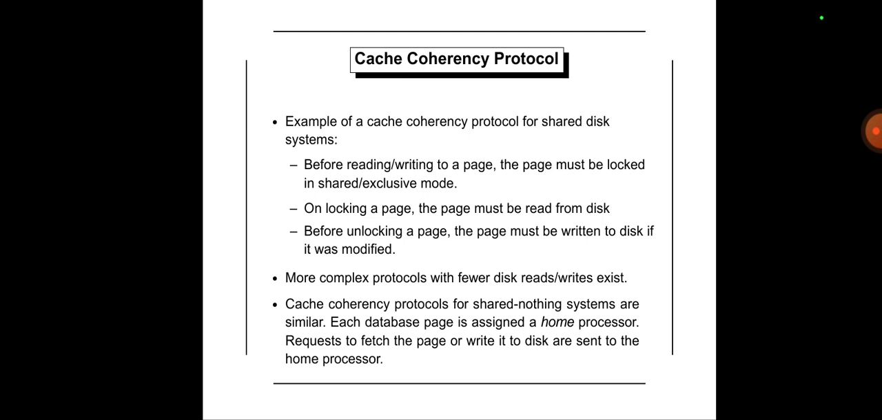Cache coherency protocol. Example: cache coherency protocol for a shared disk system. Before reading or writing to a page, the page must be locked in shared or exclusive mode. On locking a page, the page must be read from the disk. Before unlocking a page, the page must be written to the disk if it was modified. There are more complex protocols with fewer disk reads and writes.